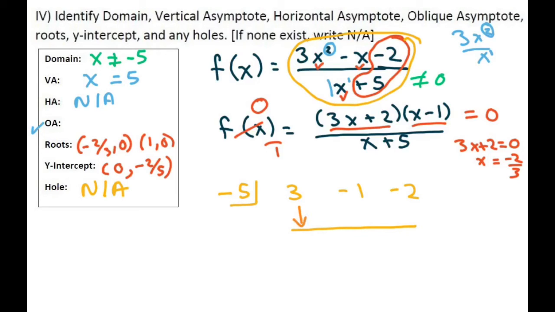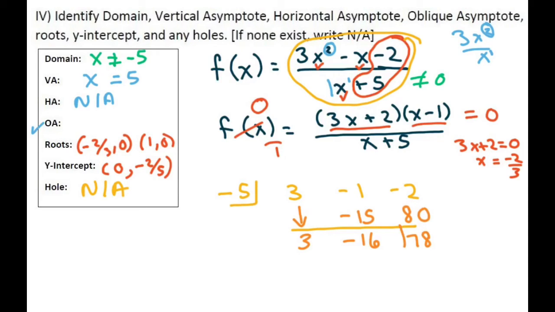I'll bring down the 3. And then you multiply and you get negative 15. You add those two, you get negative 16. Then you multiply that, which is going to be 80. And then you add that, and you get 78.